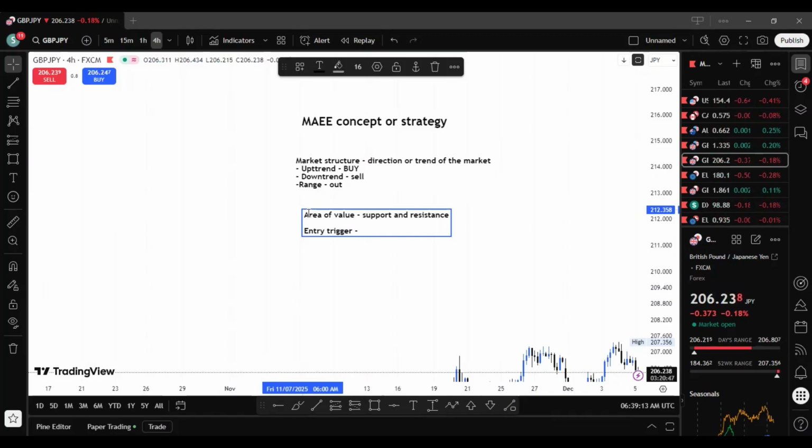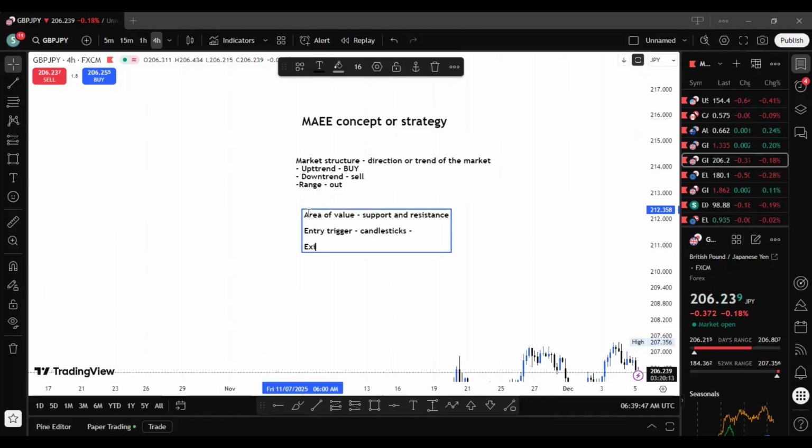So we resort to candlesticks, and I listed a few. When the market is in an uptrend, I'm looking for buying opportunities at the support zone. I'll look for a hammer candlestick, a bullish engulfing candle, or a morning star. And when the market is in a downtrend and I'm looking for selling opportunities at the resistance zone, I'll look for a shooting star, a bearish engulfing candle, or an evening star candle. These are the 6 candles I use to confirm my entry at the area of value.